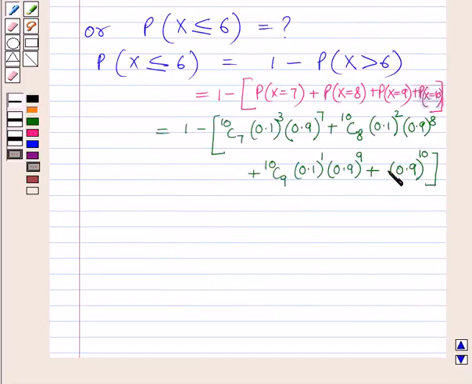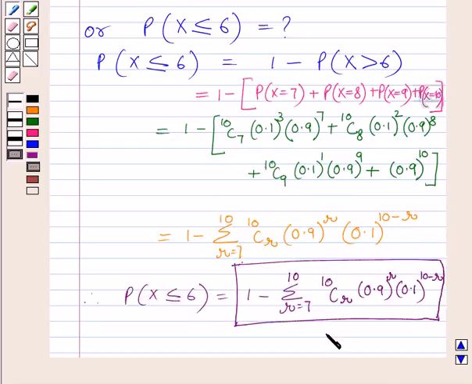Now, this expression can be further written as 1 minus summation of 10Cr 0.9 raised to the power r multiplied by 0.1 raised to the power 10 minus r, where r is equal to 7 to 10. We know we can represent the sum of these four terms by this expression. So this is our required answer.